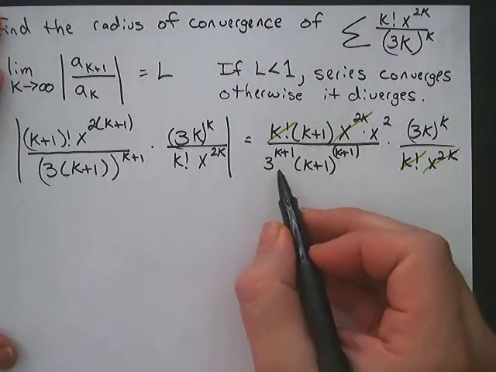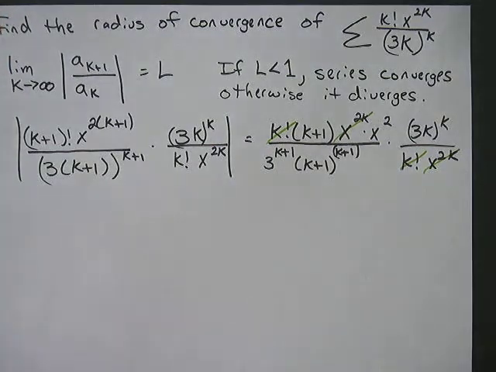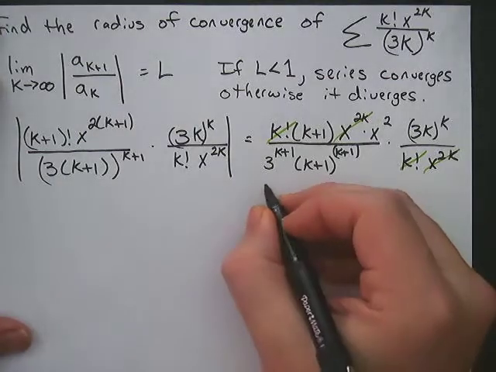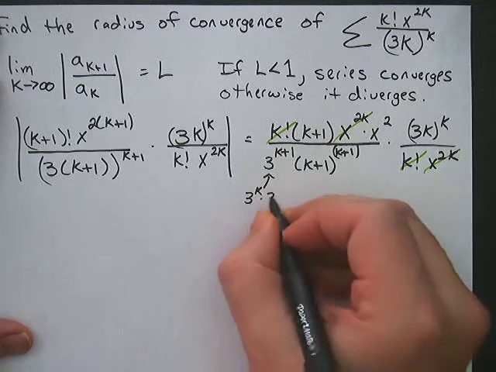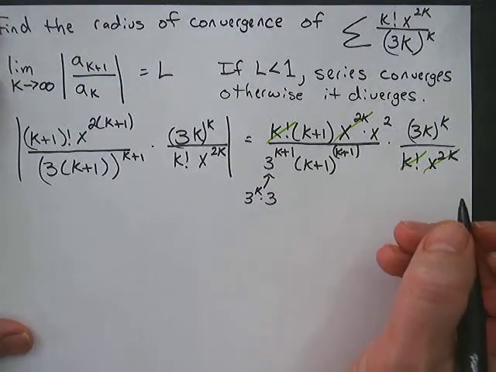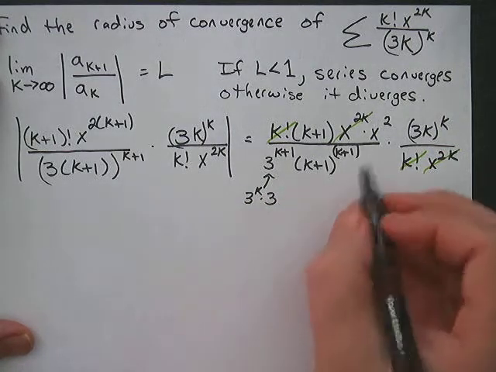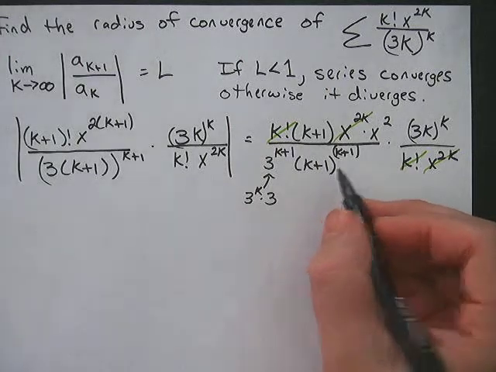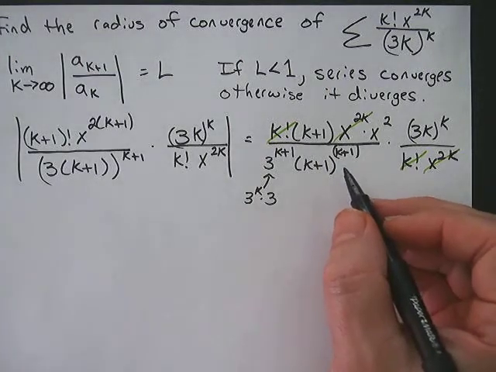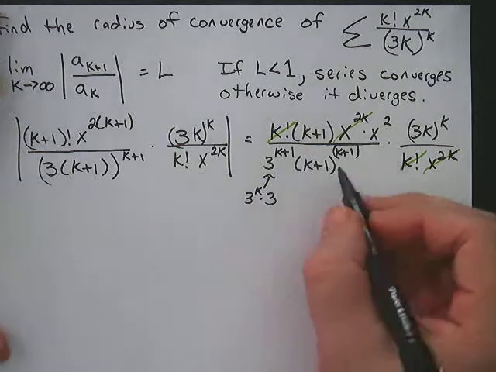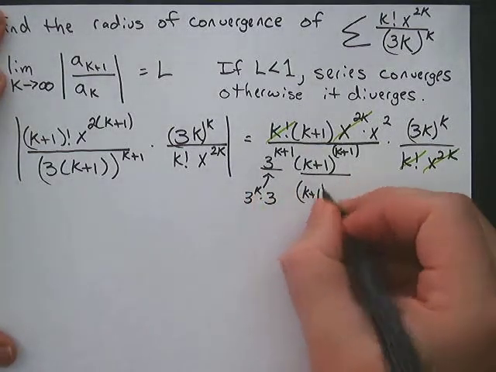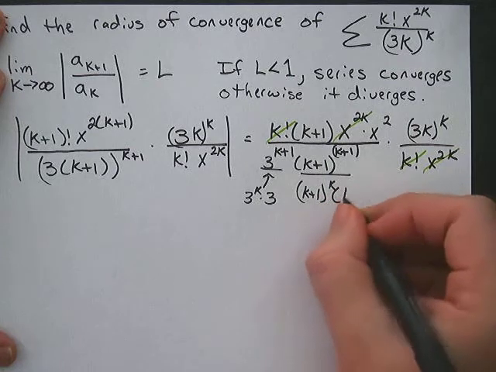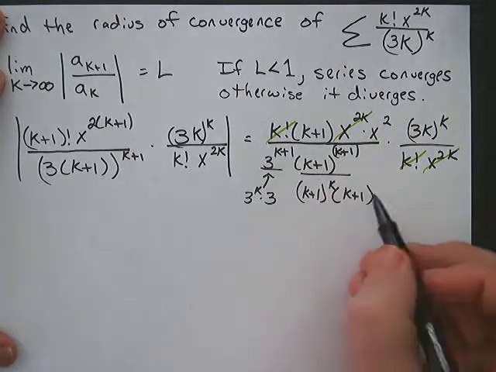So this 3 to the k plus 1 is the same thing as, I'll just write that underneath here, 3 to the k times 3. Okay, so we're going to write it that way. And k plus 1 to the k plus 1 power is the same thing as k plus 1 to the k power times k plus 1. Okay, so you can see why we're going to do that.